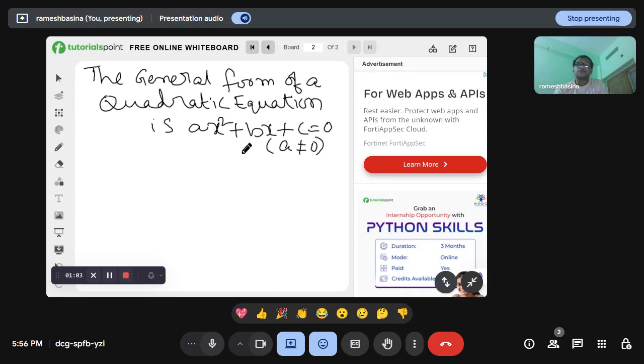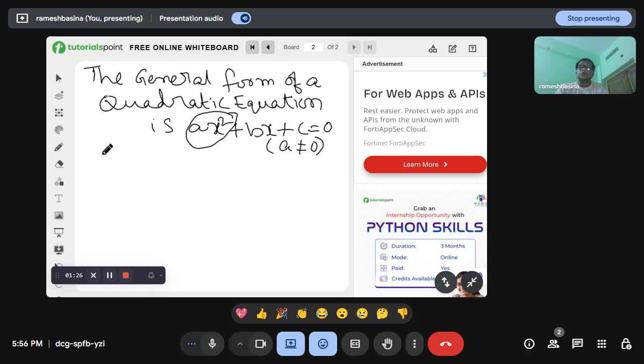Why? Because if a is equal to 0, the x square coefficient becomes 0, and then that is not a quadratic equation. Quadratic means the degree of the given equation is 2 only, then we call it a quadratic equation. Otherwise this equation becomes a linear equation. Okay, compulsory a is not equal to 0.